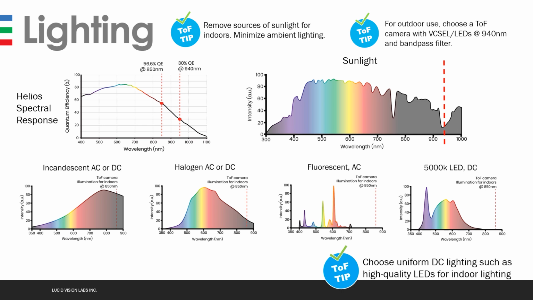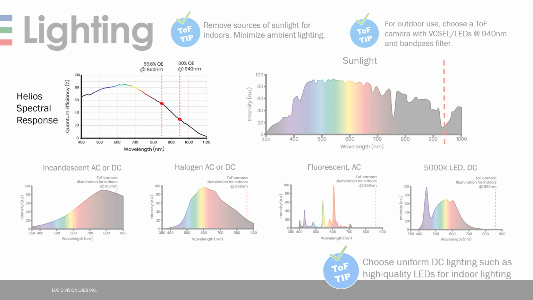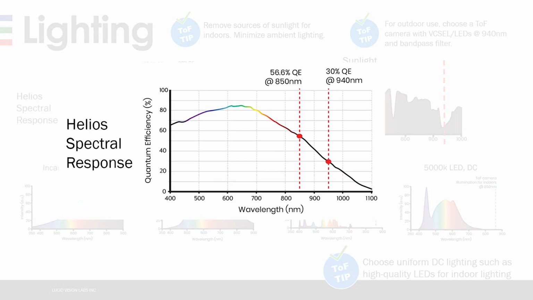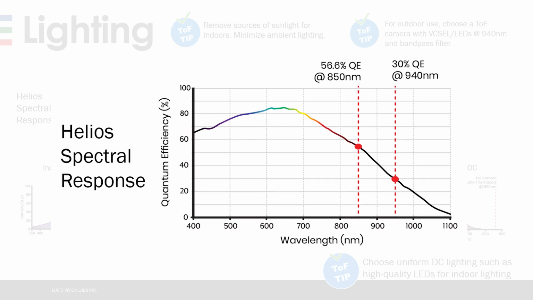So some people have asked, can you use an outdoor ToF camera for indoor use? Well, yes you can. But if we go back and look at the Helios spectral response curve, we'll see that an outdoor ToF camera using 940 nanometer light will be at a disadvantage to that of an indoor ToF camera using 850 nanometers, as it will be only operating at half the sensitivity due to the lower quantum efficiency at 940.